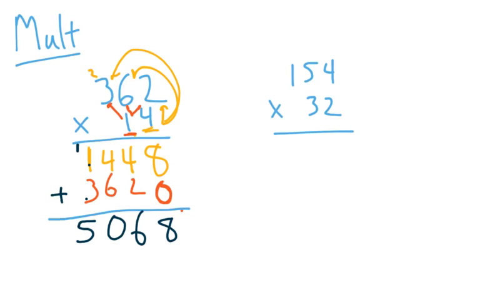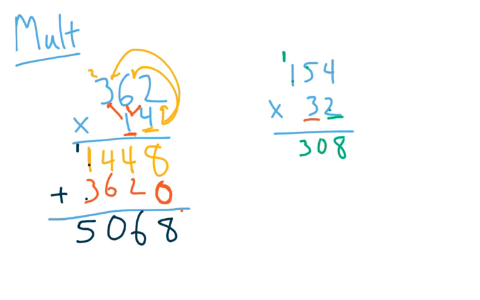Let's take a look at another one. This time, I'll do my work in green and red. We'll make it Christmas themed. All right, so 2 times 4 is 8. 2 times 5 is 10, I'll have to carry a 1. 2 times 1 is 2, plus that 1 is 3.